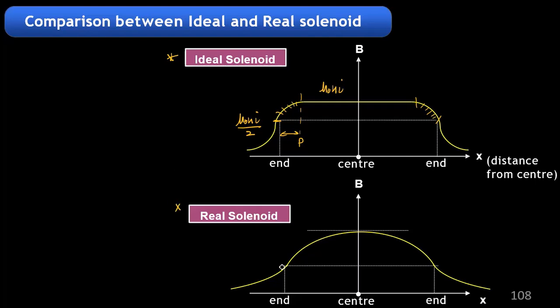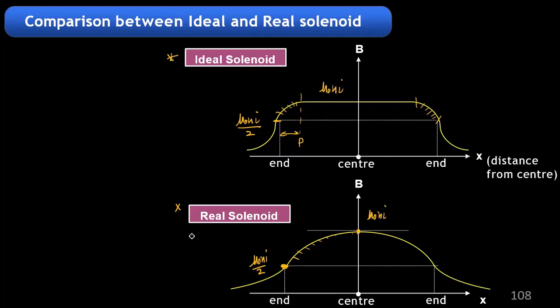In a real solenoid, the variation is much more prolonged. So I can clearly see that inside, the magnetic field is not equal to mu naught n i throughout. At the end point, it is again mu naught n i by 2, and at the center, it is again mu naught n i. These are true, but throughout there is a variation, and this variation makes it a real solenoid.